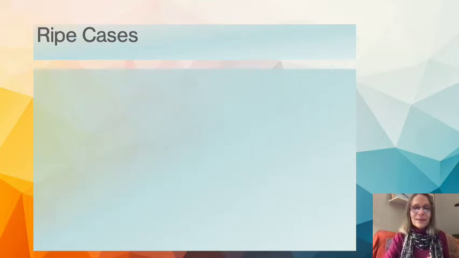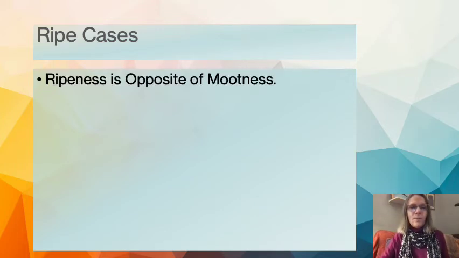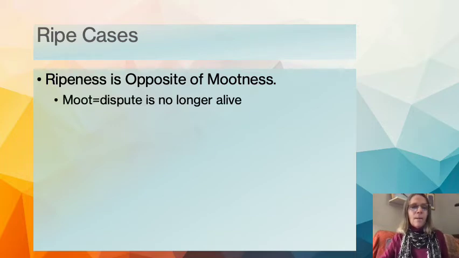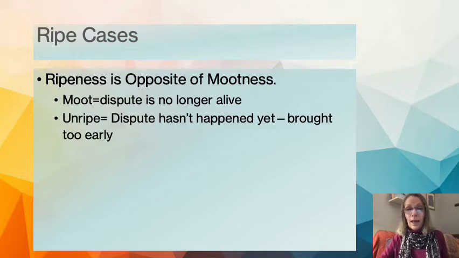Okay, so moot basically means that it's dead, right? There's no live controversy. The dispute doesn't exist because the controversies have been settled. Either the person got old enough to buy the beer or the person already graduated from law school. Ripeness is the opposite of mootness. Basically, moot is saying that the dispute is no longer alive.